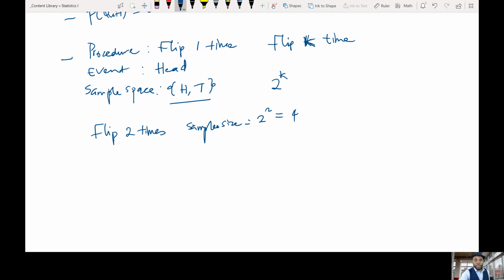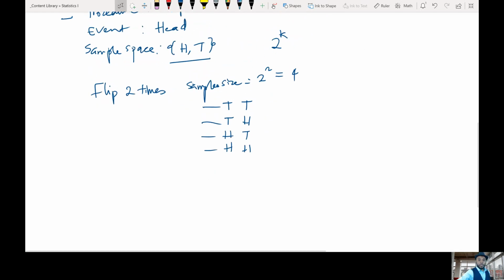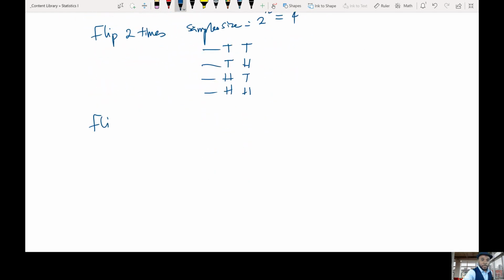How do we get that? So when you flip 2 times, in the first time you can either get a tail and a tail, or you can get a tail and a head, or you can get a head and a tail, or you can get a head and a head. So this is 1, 2, 3, 4. So that's the sample space. Okay. Now, if you flip the coin 3 times, the sample space will be 2 to the power of 3, which is 8.